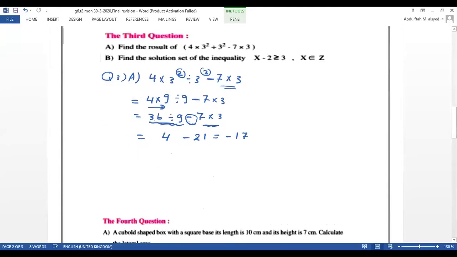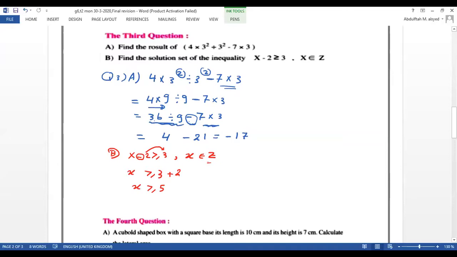Okay, next. B: x minus 2 is greater than or equal to 3, and x belongs to Z. So find the solution set of the inequality x minus 2 greater than or equal to 3. As we have done before, move negative 2 to the other side with the opposite sign. So x is greater than or equal to 3 plus 2, so x is greater than or equal to 5. And x belongs to Z.